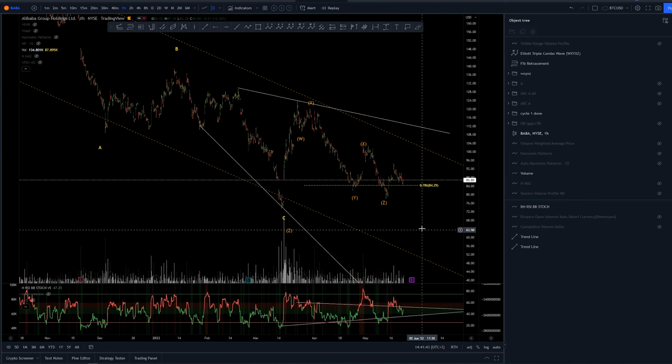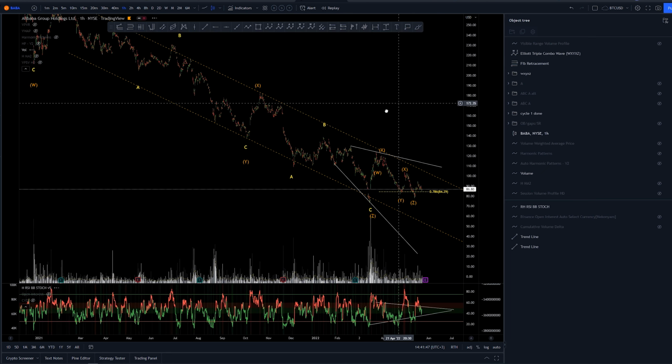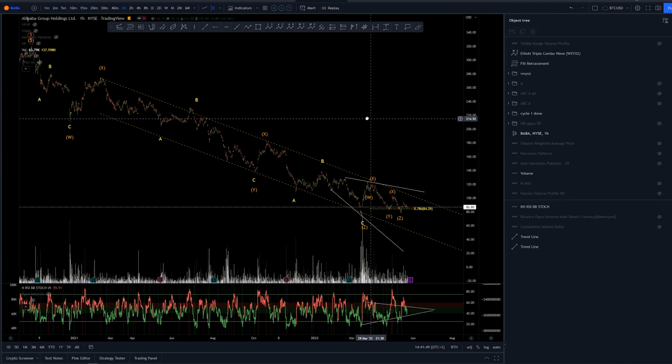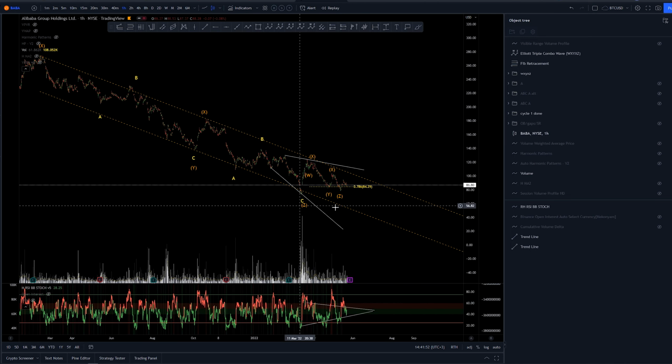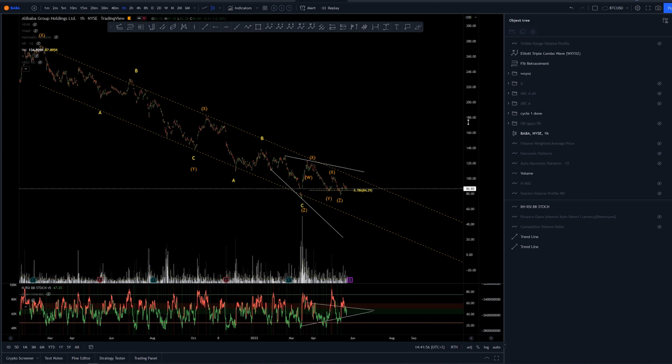But that is basically the update for BABA. Let me know if you have another count that would explain things a bit differently, and especially if they have some other value, possibilities, signs of life for bullishness. It's always welcome.